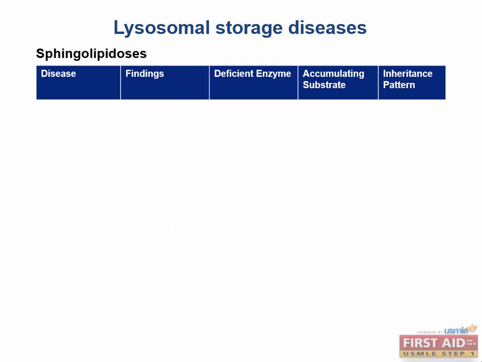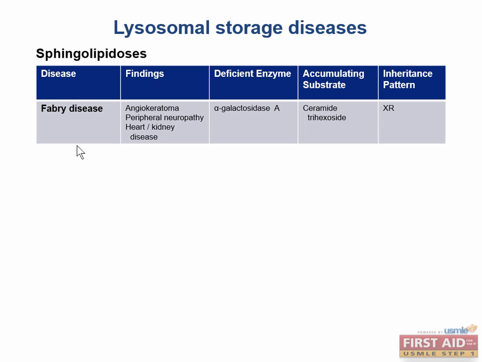We will first start off with the sphingolipidoses, which will include Fabry, Gaucher, Niemann-Pick, Tay-Sachs, Krabbe, and metachromatic leukodystrophy diseases. Let's go through each one of these one at a time and talk about the major talking points. Fabry disease is a deficiency of the enzyme alpha-galactosidase A, which will lead to an accumulation of ceramide trihexoside.